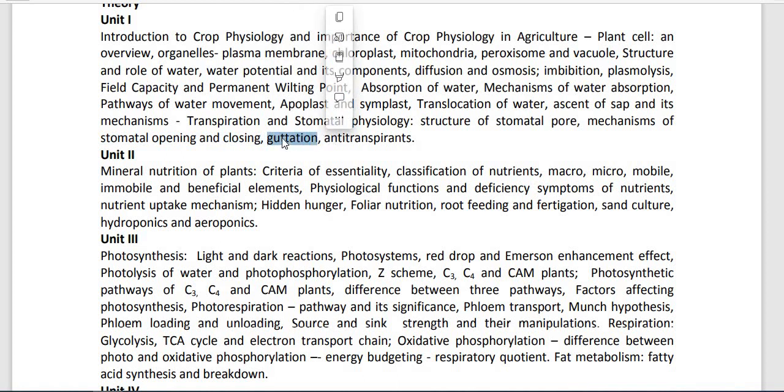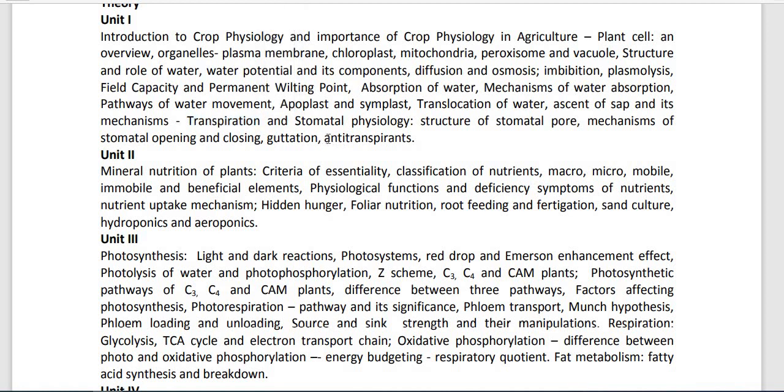Guttation also occurs. When a watery substance oozes out from the leaf margins, that is called guttation. See the difference between guttation and transpiration also. It is an important topic.